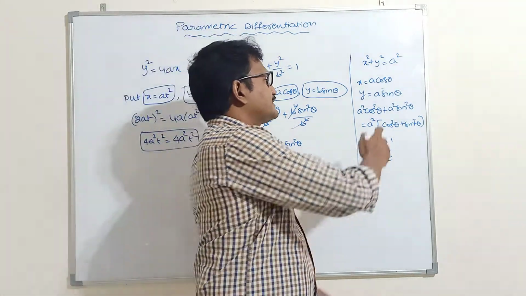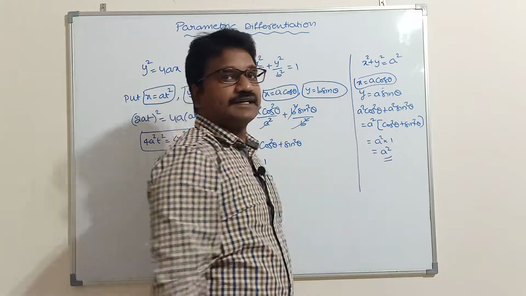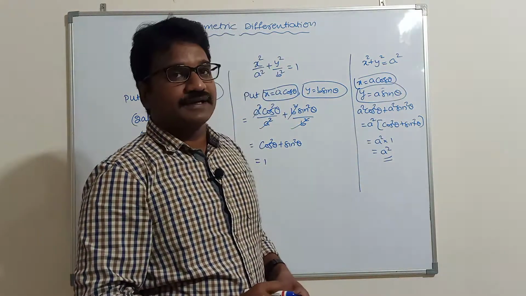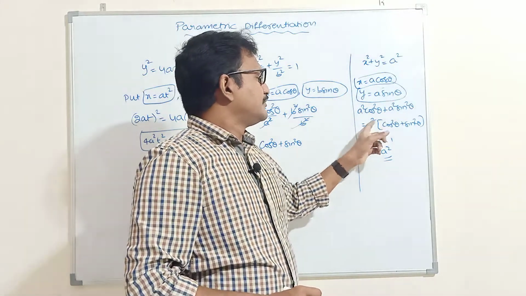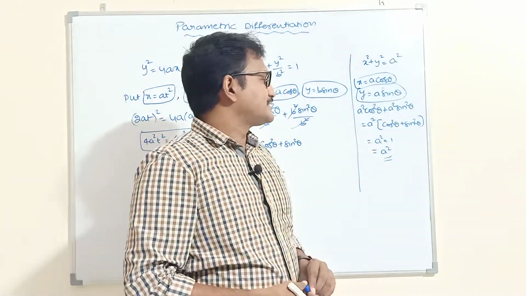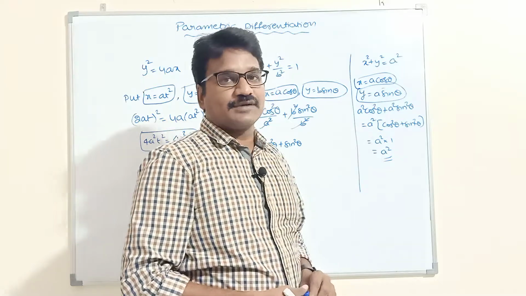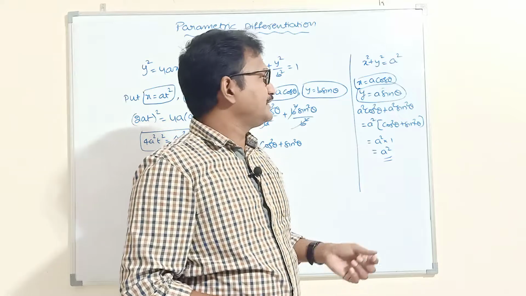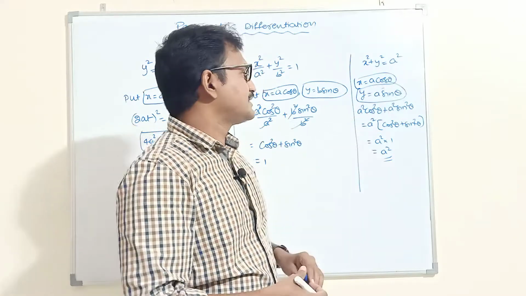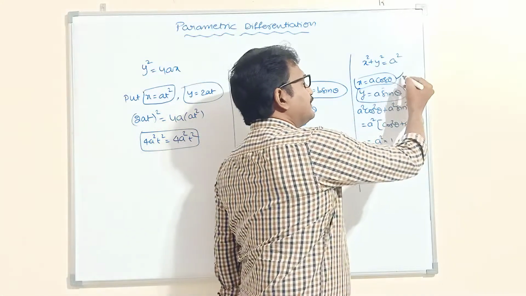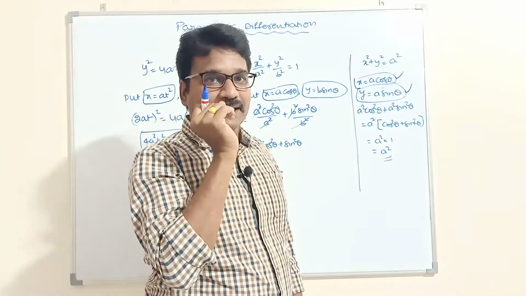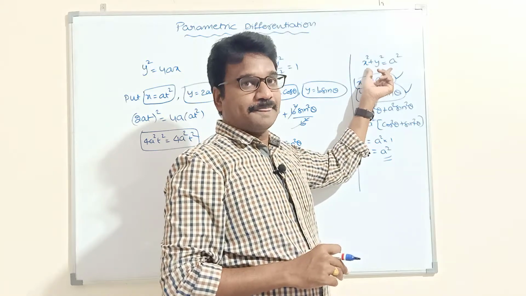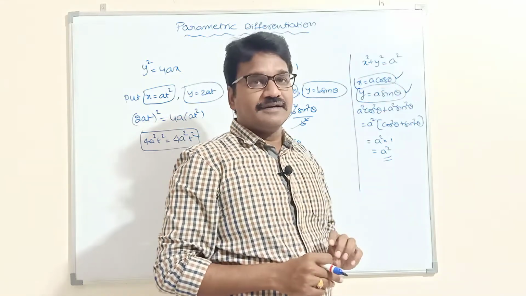So in the place of x, if I replace a cos theta, and in the place of y, a sin theta, then what are we getting? a square cos square theta plus a square sin square theta. a square common, cos square theta plus sin square theta, and that value is 1. So a square into 1, a square, which is equal to the right hand side. That means x equal to a cos theta and y equal to a sin theta are called the parametric equations of this circle. So here theta is called the parameter.